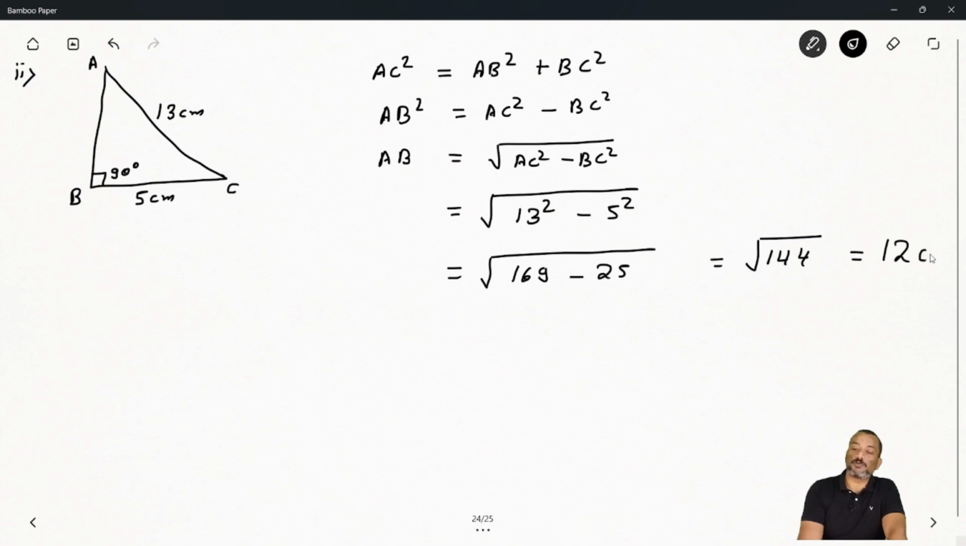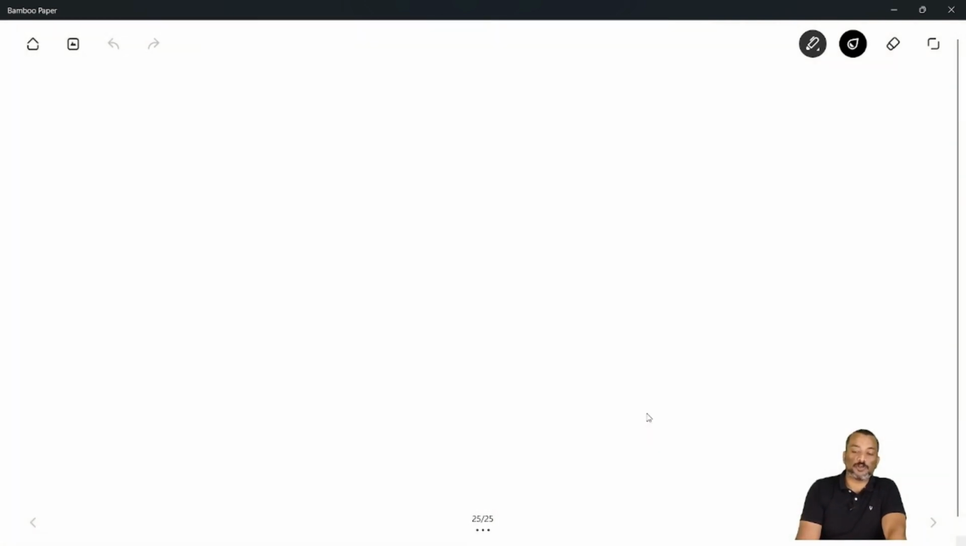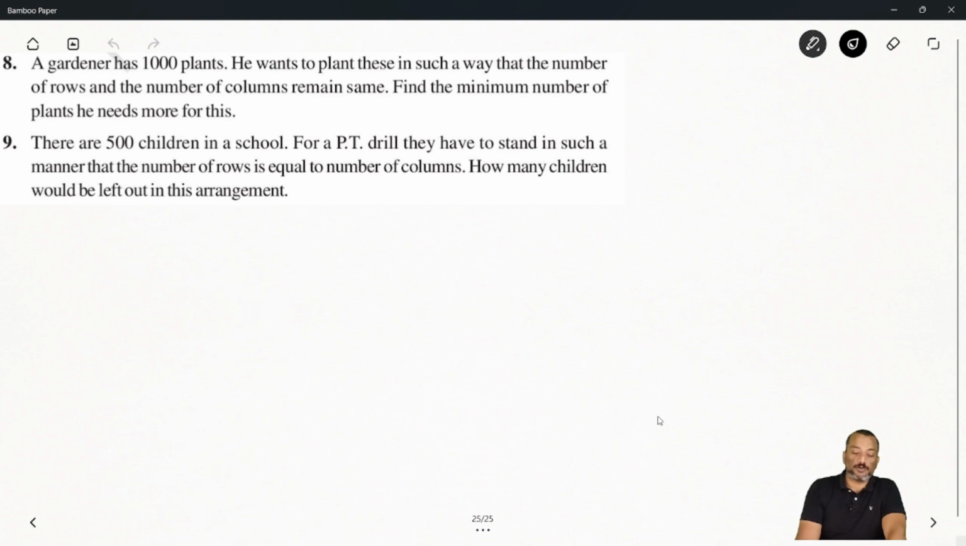Okay, so you can say 12 centimeter. So this side AB is equal to 12 centimeter. Hope it's clear. Now, so this way we can solve this question. Now, coming to question number 8.